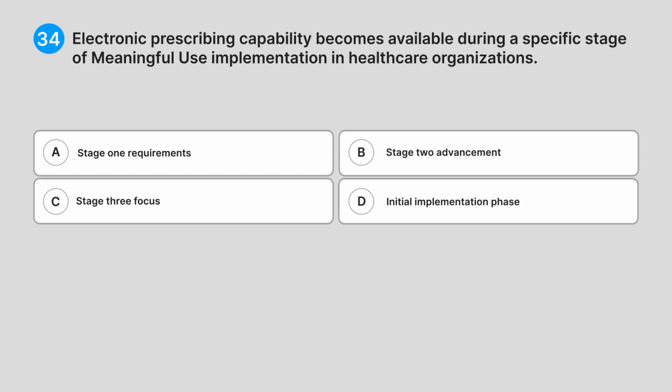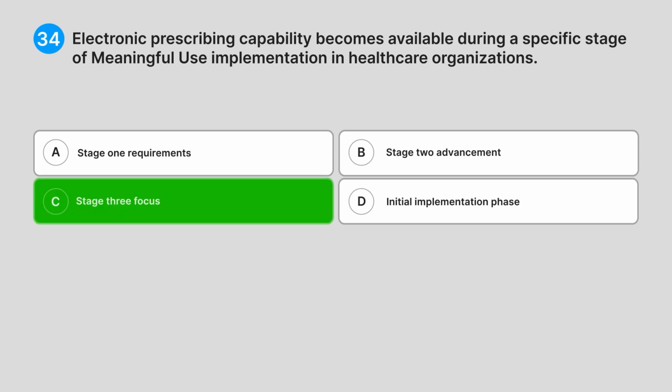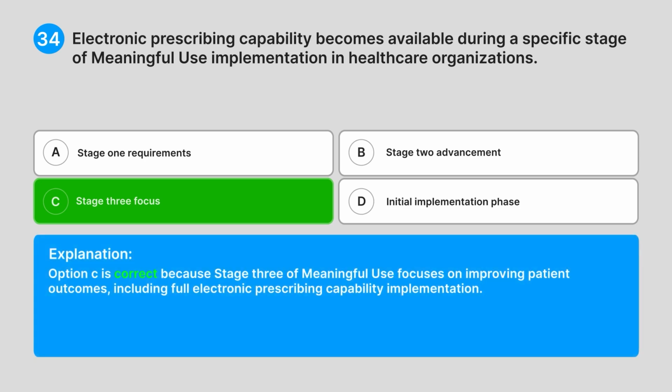Correct. Answer C. Stage 3 focus. Explanation. Option C is correct because Stage 3 of meaningful use focuses on improving patient outcomes, including full electronic prescribing capability implementation.